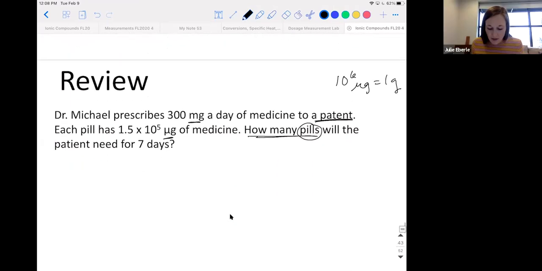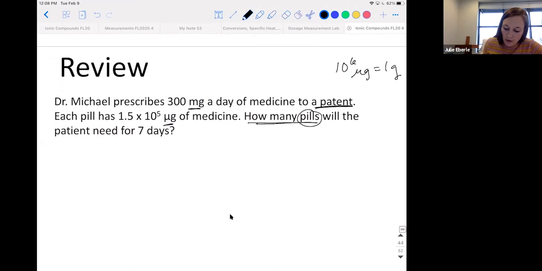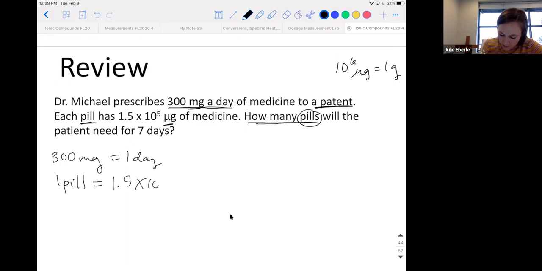Okay, last one. This is the last one we got to. Dr. Michael prescribes this problem. So I'm going to write some relationships out. 300 milligrams a day, that's 300 milligrams of drug in 1 day. And each pill, so this will be in pill form, 1 pill has 1.5 times 10 to the power of 5 micrograms. And then we got to go for 7 days. How many pills? 7 days.